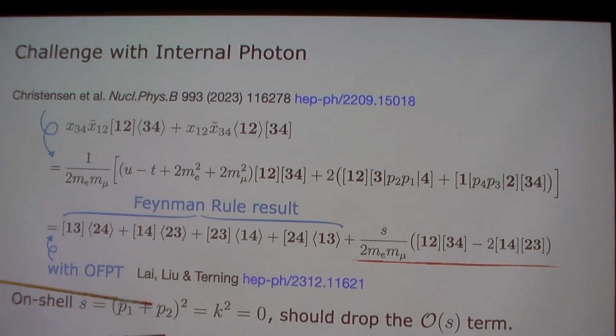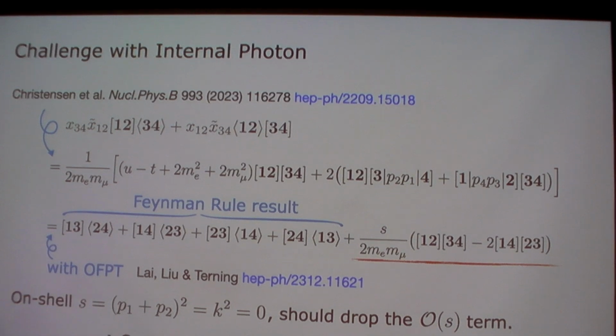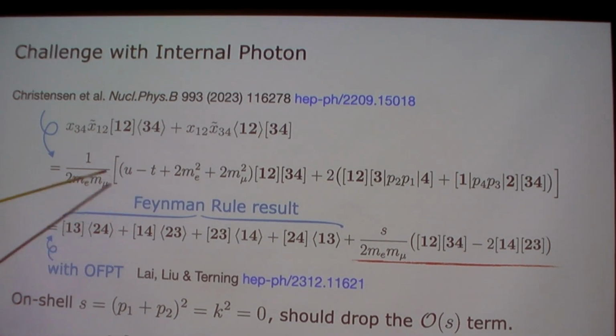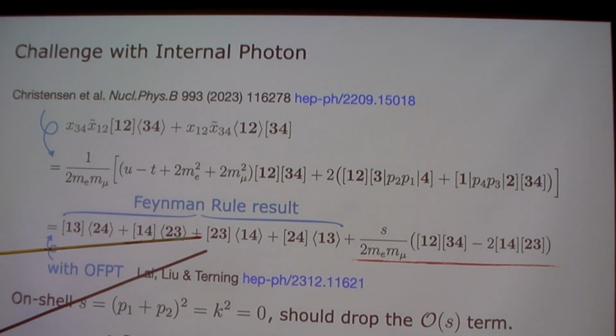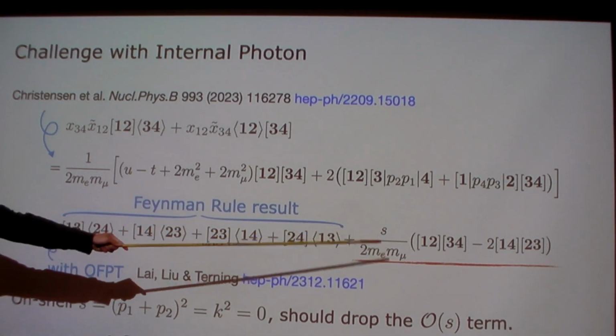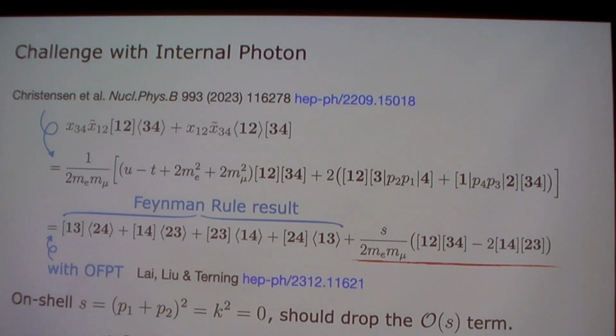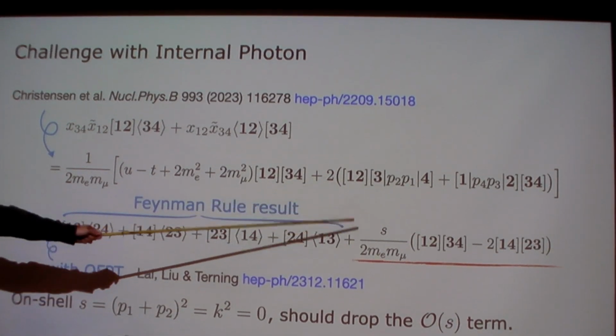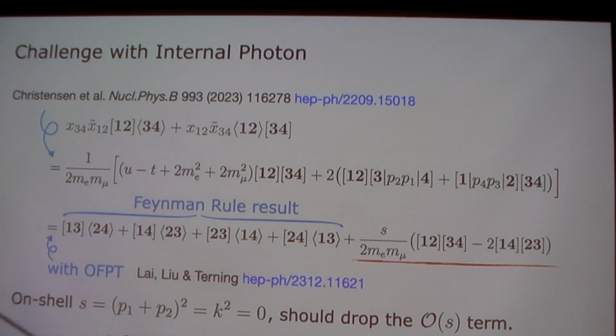So what Dario, John, and I have done is to look at this problem using old-fashioned probability theory, and it turns out that the expression that Christensen got is actually the Feynman rule result plus a term proportional to S, which will be 0 if everything is still on shell. So if you drop the term, then they agree and the constructive method works. If you want to know more about the detail, I can talk about it.